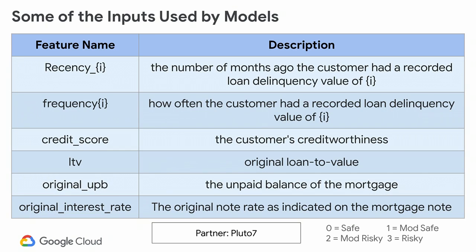Credit score, we all know what that is. Loan to value means the value of the asset and the amount of loan they took on the asset. Let's say your home is worth 200,000 and you borrowed 100,000, then your loan to value is 50%. Then the original unpaid balance of the mortgage and the original interest rate on the mortgage. Again, the outcome can take any one of these 4 values: safe, moderate safe, moderate risky, and risky.